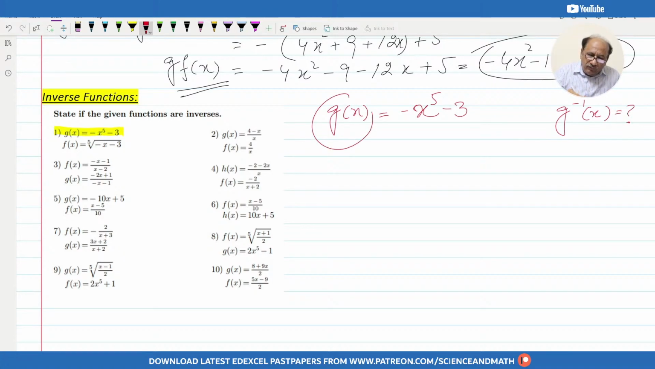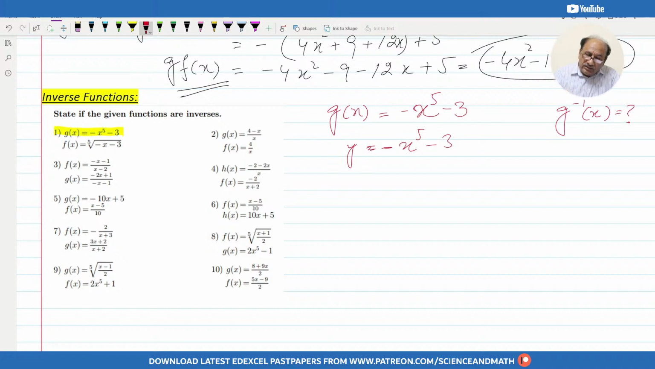So what we will do, we will write this as y. So y is equal to minus x raised to 5 minus 3, and then we have to make x the subject. To make x the subject, I'll just mention that your algebraic simplification should be very good to solve these inverse function questions. Otherwise, you will be in trouble. If you feel you are not comfortable with the simplification of algebraic equations, you will have to revise your algebraic equations portion.